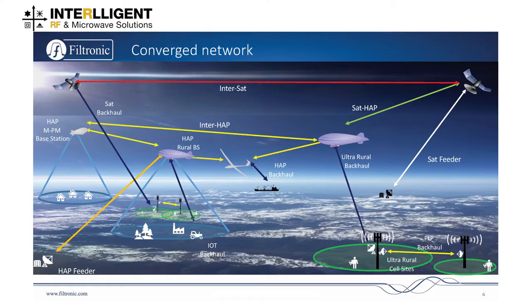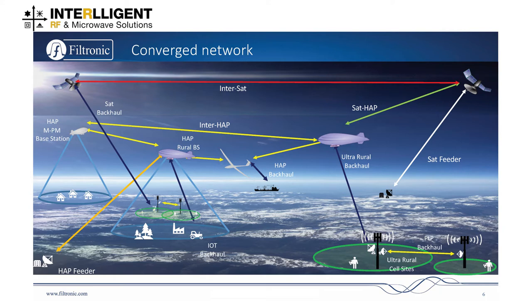So there's a picture of what a converged network may look like. I'm trying to show everything here. Satellites and interconnected satellites are very important. Then high altitude platforms or pseudo-satellites, which could be in the form of lighter than air balloons, basically, or UAVs, sort of fixed wing aircraft. And they each have their own merits.